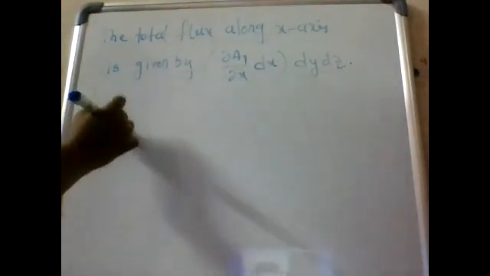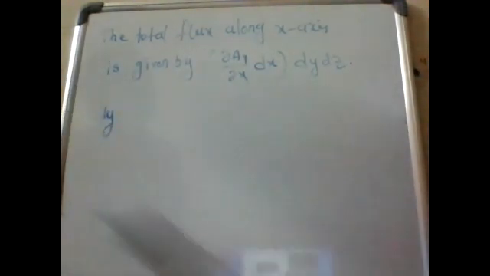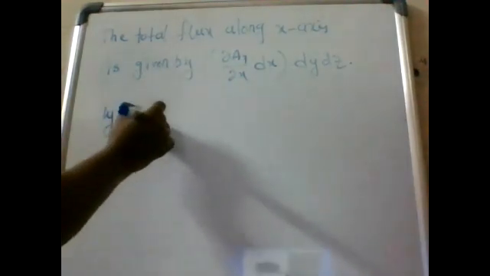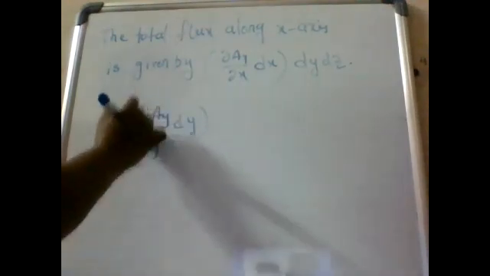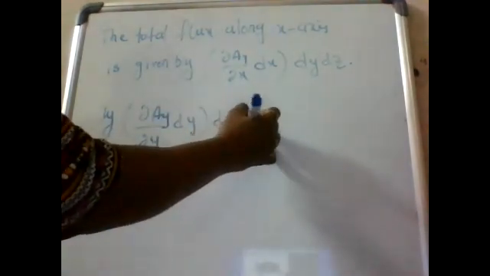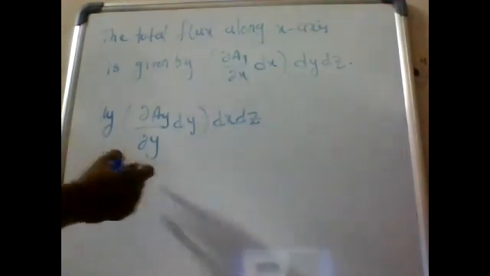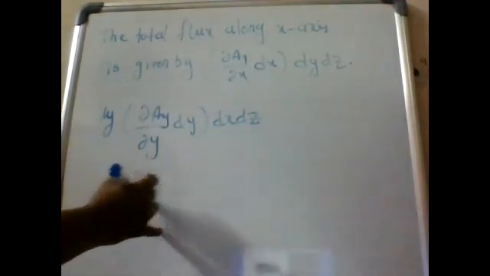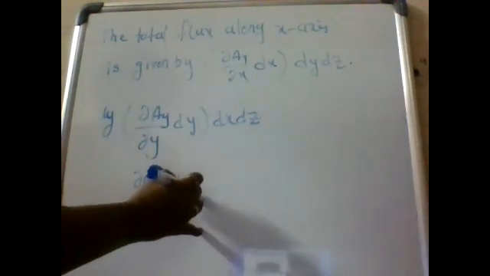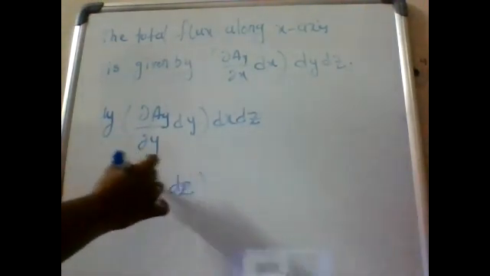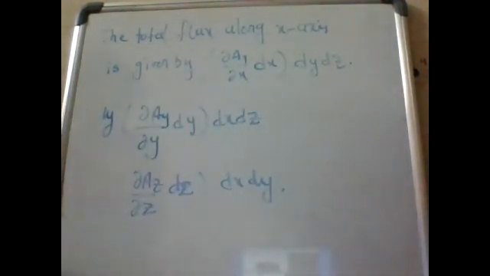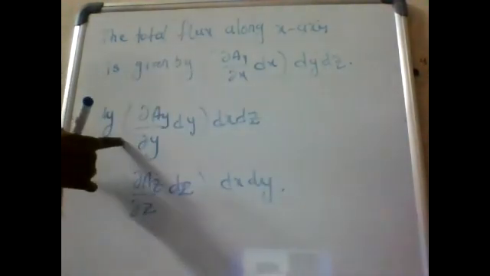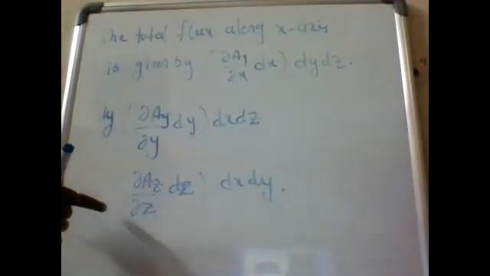Similarly, along y-axis and along z-axis we can write. Similarly, dou A suffix y by dou y into dy into dx dz. Similarly, for z-axis we can write dou A suffix z by dou z into dz into dx dy. So these three equations are the total flux along x direction, total flux along y direction, and total flux along z axis.